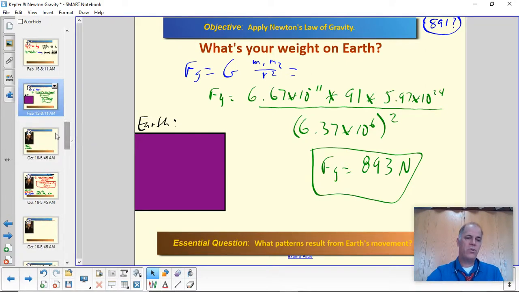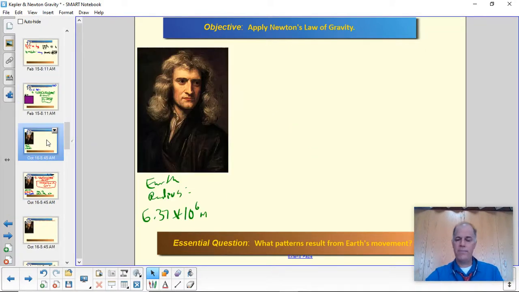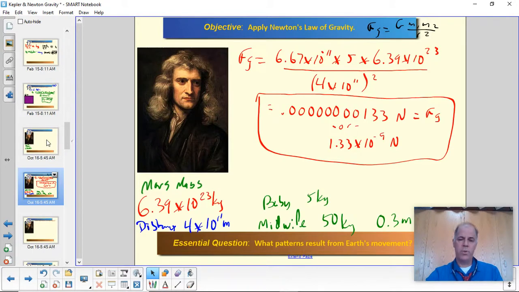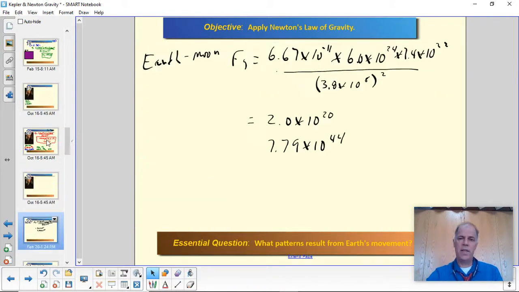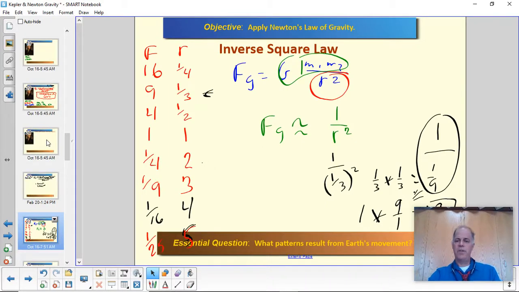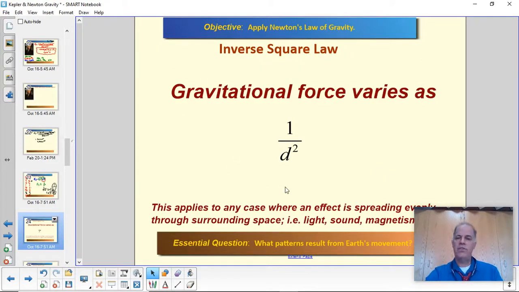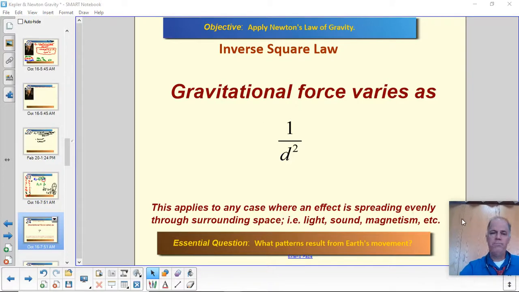Okay, that brings us to the inverse square law. Let's see, these are some other ones that we do sometimes in class. We're going to skip these for now because we're pressed for time. Okay, this is going to bring us to the inverse square law. I'm going to go through this in more detail next time, but this is the short version of it. Gravity gets weaker with distance, and it actually varies by the change in the square of the distance.